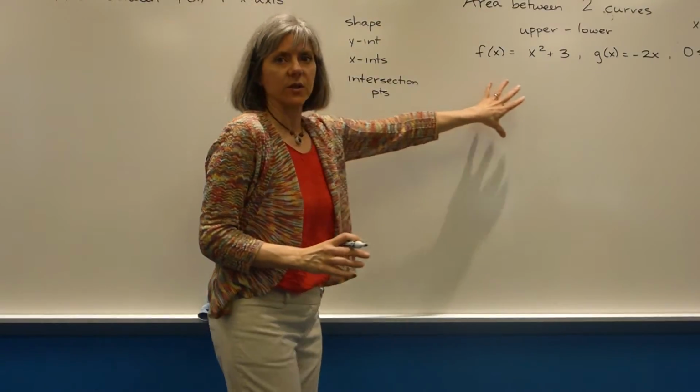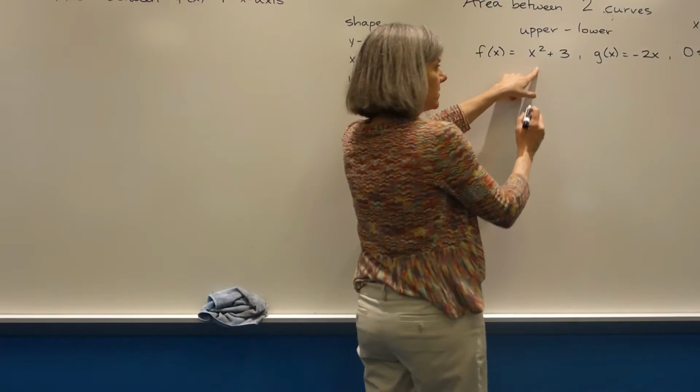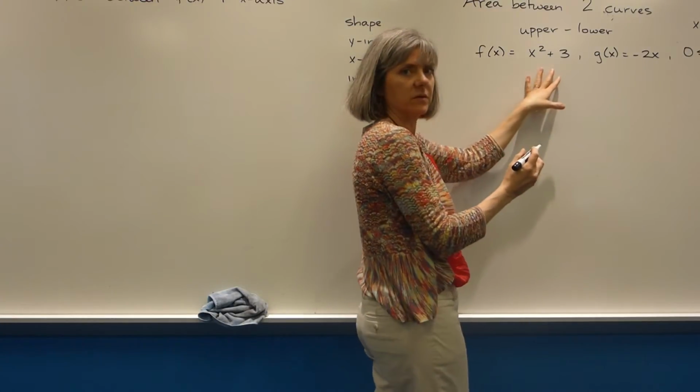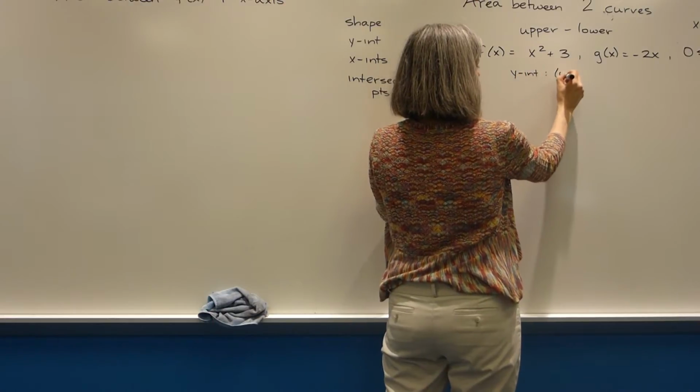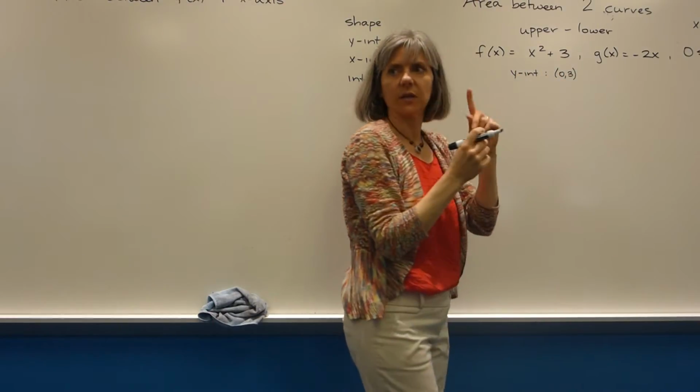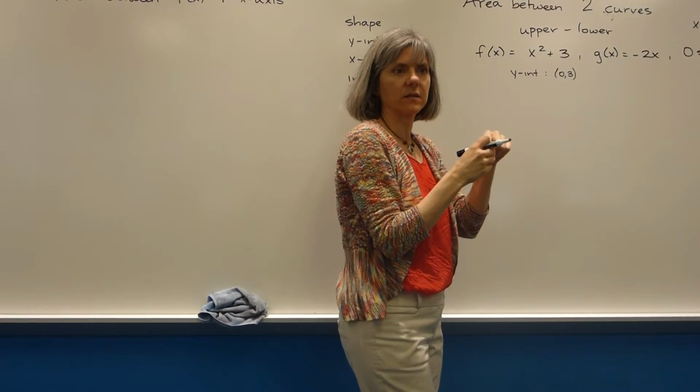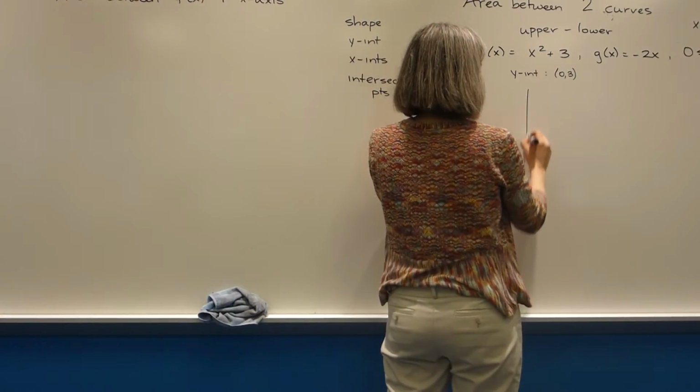Okay, so let's take a look at what we know about this sketch. We know this is a parabola opening up. Y-intercept is 3. Does it have any x-intercepts? No. So that means, is it entirely above or entirely below the axis? Above. So this is going to be above the axis.